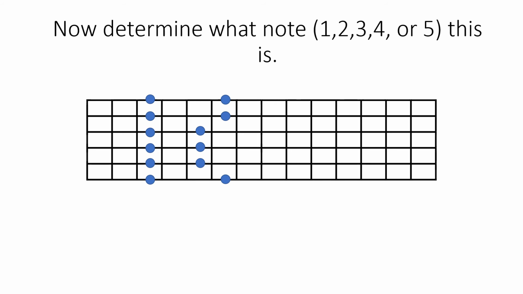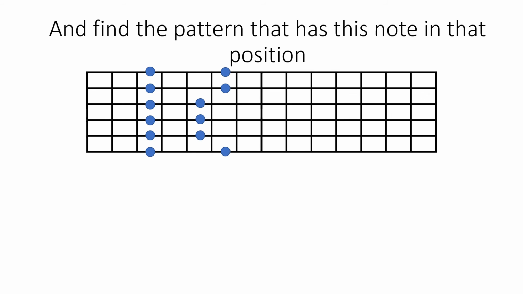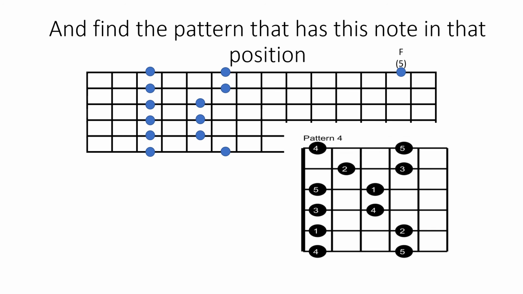Now, the next thing you want to do is determine what note, the first, second, third, fourth, or fifth, this is. So it's the F, and I'm in the G minor pentatonic. So that would be the fifth note in the pentatonic. Now you want to find the pattern that has that note in the same position. So there's my note. It's on the 13th fret of the high E, and it's the fifth note in the pentatonic. So what pattern puts the note there? Well, if we compare that with pattern 4, it lines up with that.